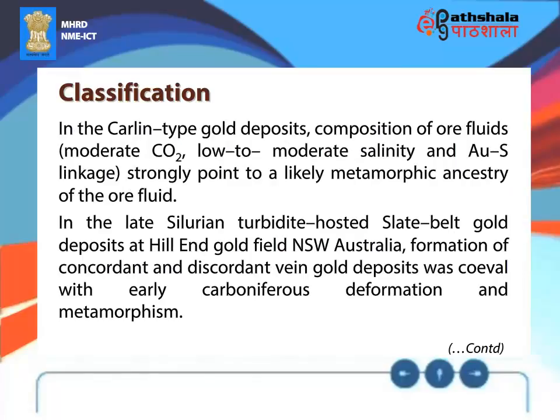In the carlin-type gold deposits, composition of ore fluids, moderate carbon dioxide, low to moderate salinity, and gold-sulfur linkage strongly point to a likely metamorphic ancestry of the ore fluid. In the late Silurian turbidite-hosted slate belt gold deposits at Hill End Goldfield, New South Wales, Australia, formation of concordant and discordant vein gold deposits was coeval with early Carboniferous deformation and metamorphism.